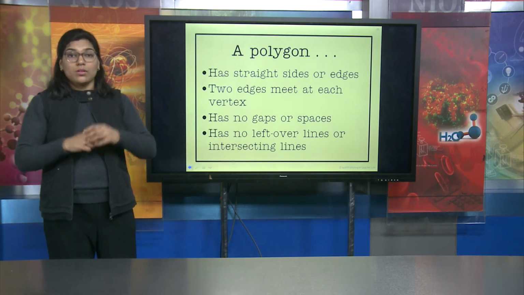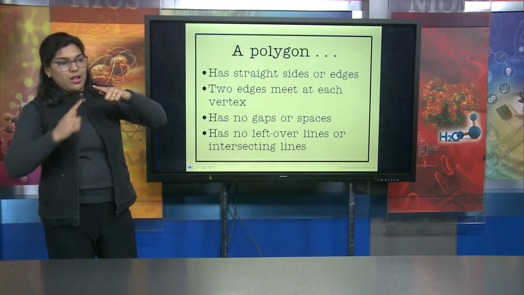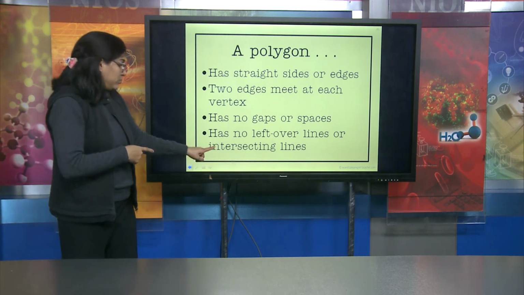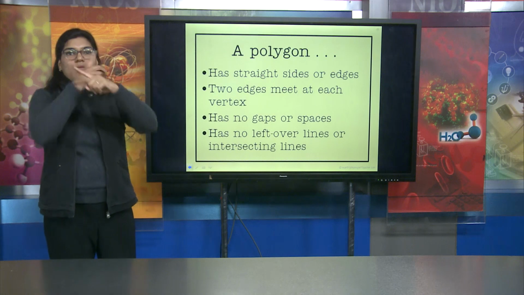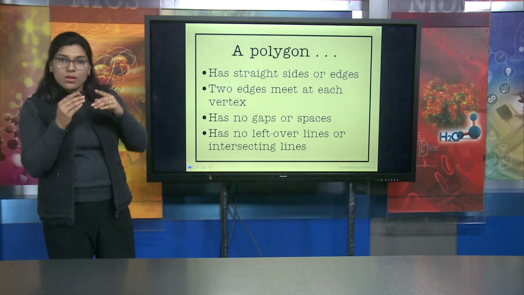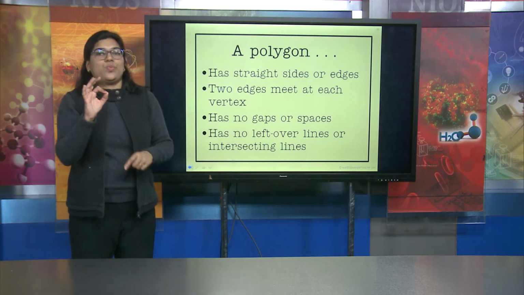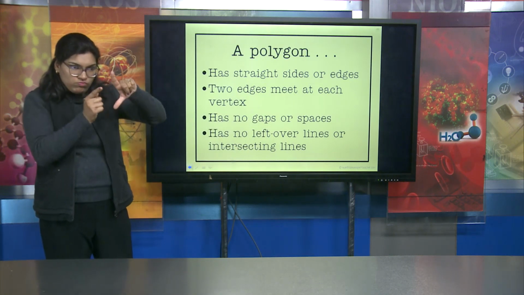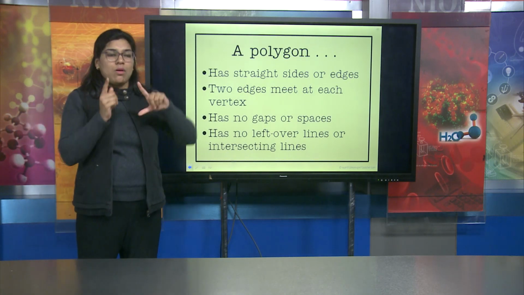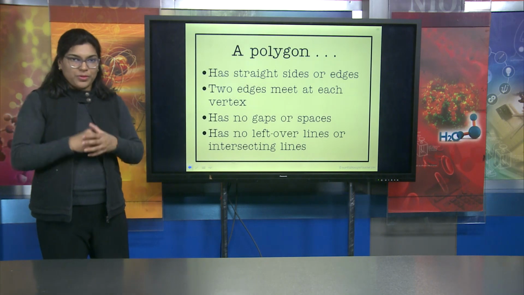Now the next line explains that it has no leftover. Leftover lines means just when we draw lines randomly, one line is bigger or longer than the other line. It should not happen, and also the lines should not intersect. So it has no gap, that is important, and also because of that it has no leftover lines or intersecting lines. So you have to draw the image carefully also, that is also important.